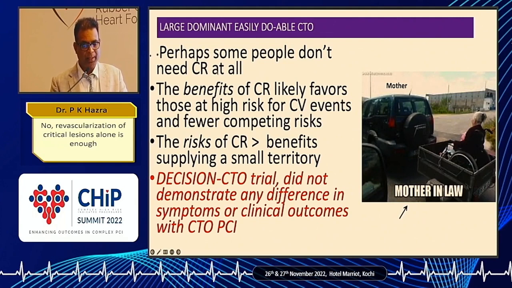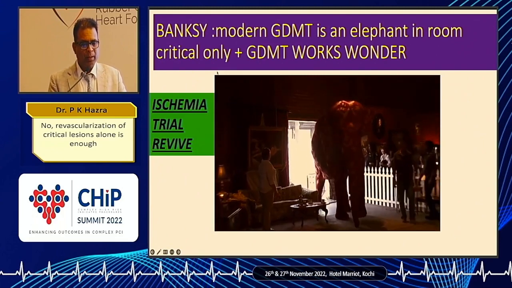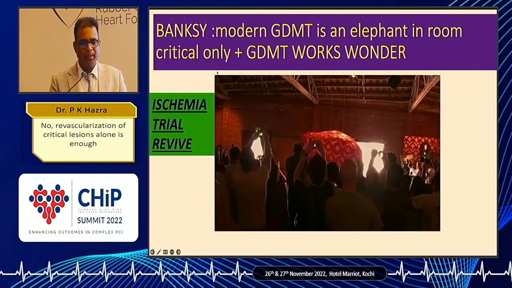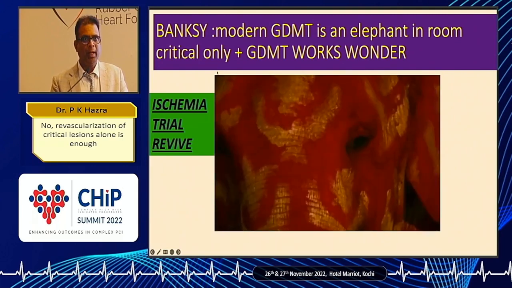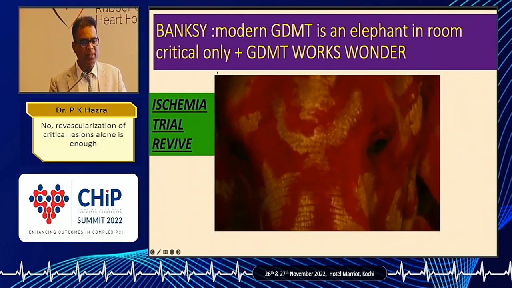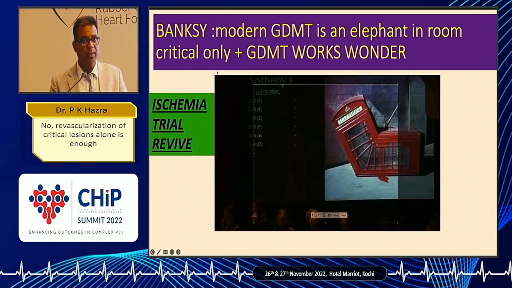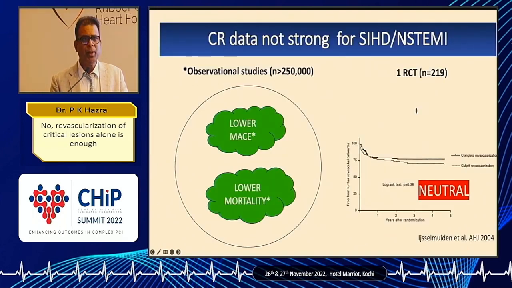The DECISION-CTO trial did not demonstrate any difference in the symptoms or clinical outcomes with CTO PCI. So this is Banksy: the modern GDMT is the elephant in the room. Do critical only. And sometimes we know from the ISCHEMIA trial, REVIVED trial, the GDMT and critical-only lesion can do wonders. And what is the data? Either you believe in God or believe the randomized clinical trial data. Everything else is just intuitive, conjectural, personal.